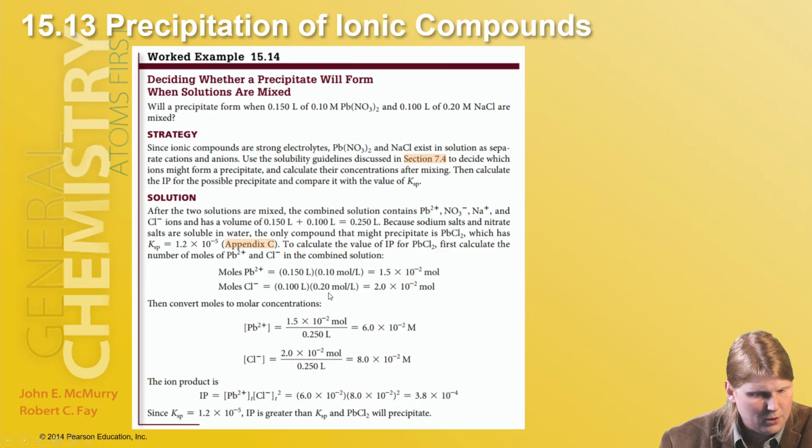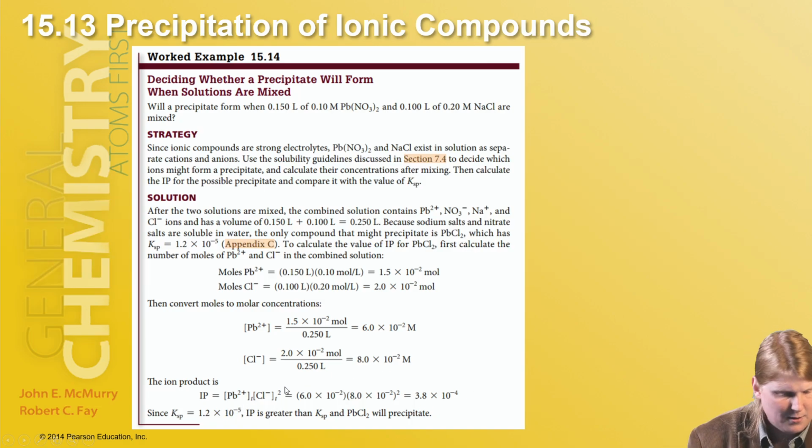So we're really looking at, can we get the concentrations of the lead 2 and the chloride, and then take the product of those two and compare it to the KSP. Since the KSP is 1.2 times 10 to the minus 5, again, that's something that we'd have to look up in a table because it's not given to us in the problem. I really wish the problems gave us more of these. We could then compare our ion product to that and see that it's greater, and thus we get a precipitation.